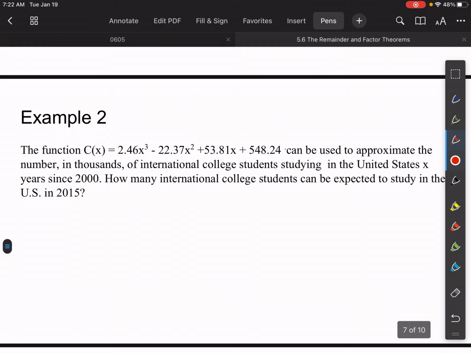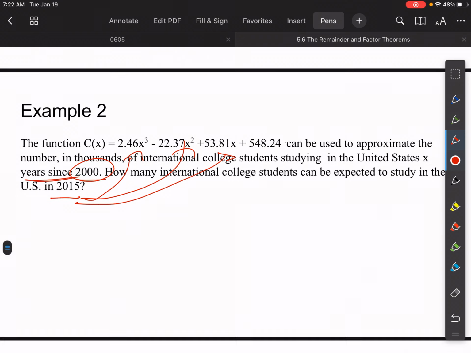Example 2 is a word problem. I don't think I'm going to get into it, but they might give you a word problem like this on your homework, but to save time, I'm not going to get into it. Here's one thing to remember, though. If we're talking about years since something, just make sure you don't plug in the full 2015. In this particular case, X is representing years since 2000, so we would plug a 15 in for the X in each piece. Okay, so you could do that to find the answer to this one.